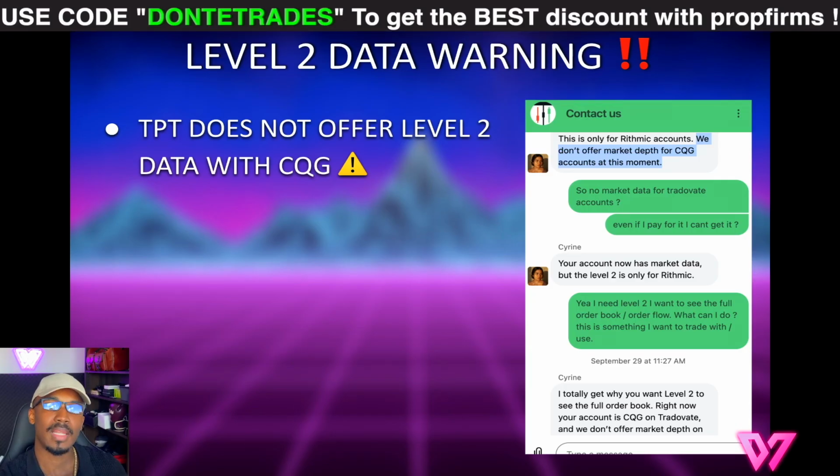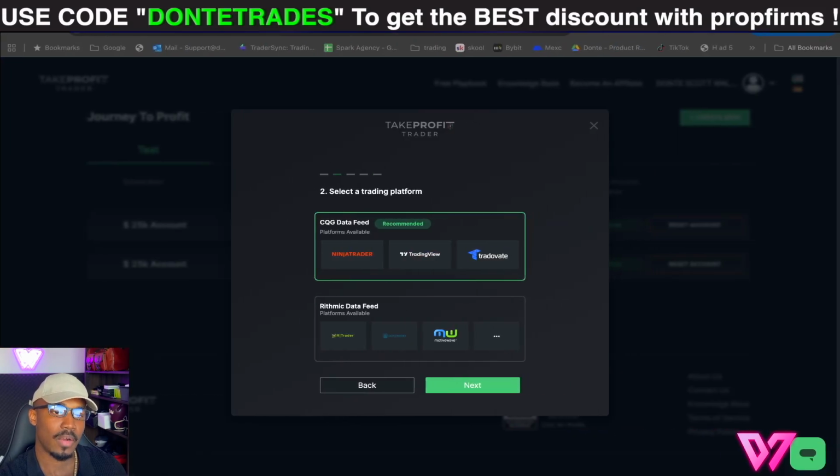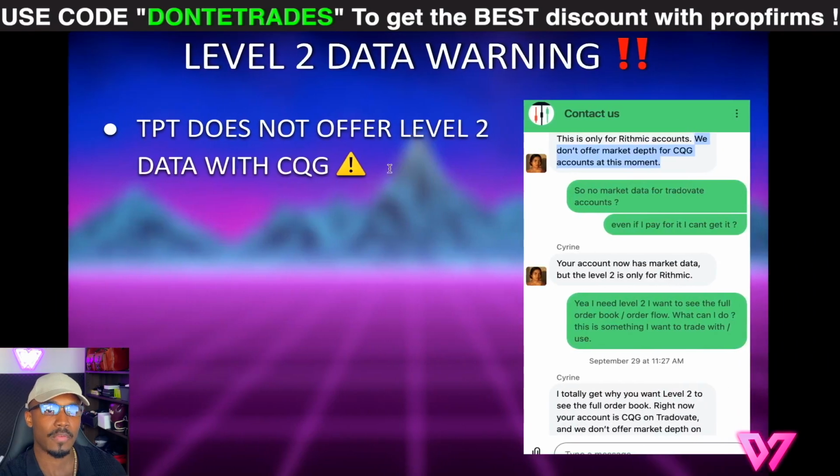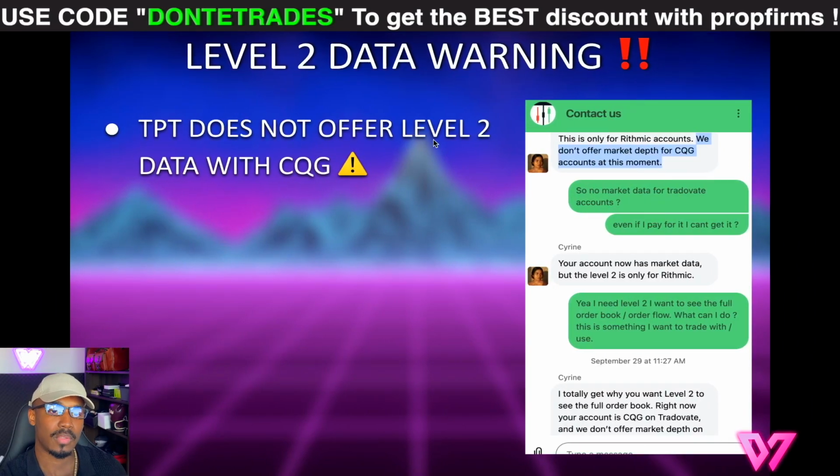And if you don't know what level 2 data is, which probably 70 to 90% of you don't, worry, this actually isn't necessary. But if you're someone who trades the depth of market or the DOM and you need that level 2 data, you just need to be very aware that this is not even offered with the CQG accounts. You can't even buy it. It's just not an option. If you trade with other prop firms, every prop firm comes with level 1, and with other prop firms usually you can buy level 2 as an add-on, but with TPT you literally cannot buy it as an add-on.